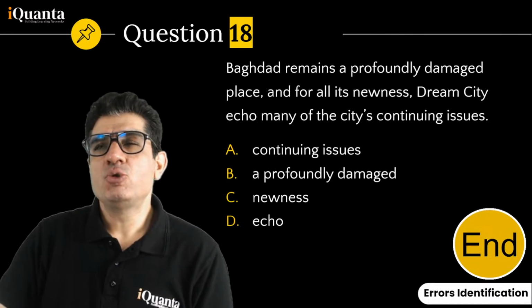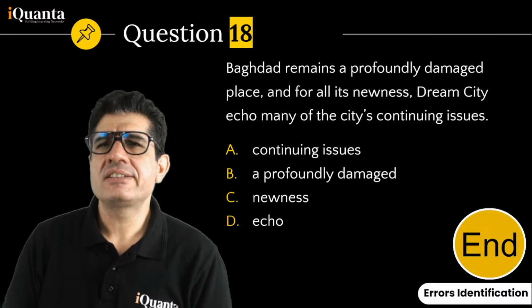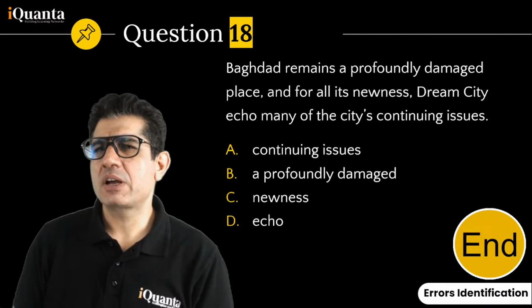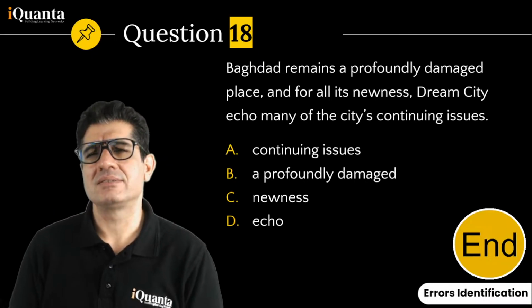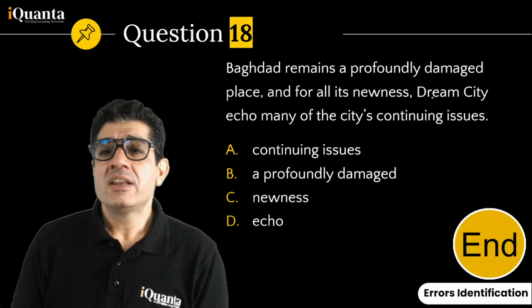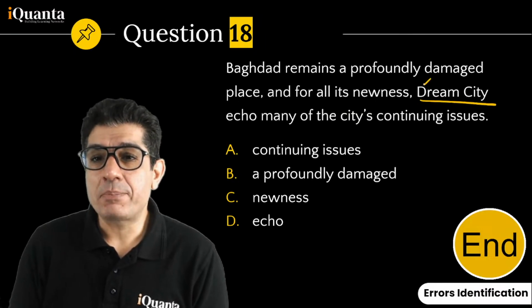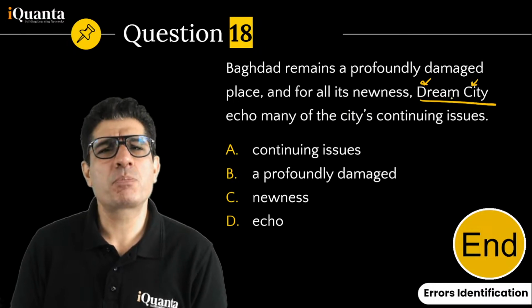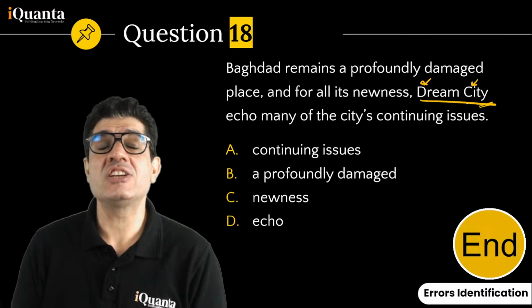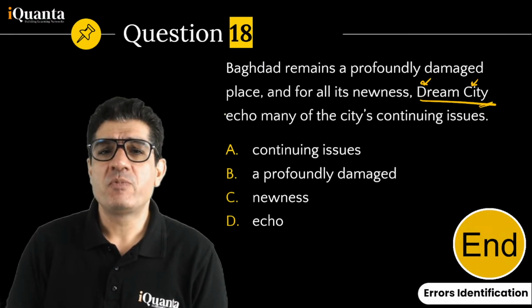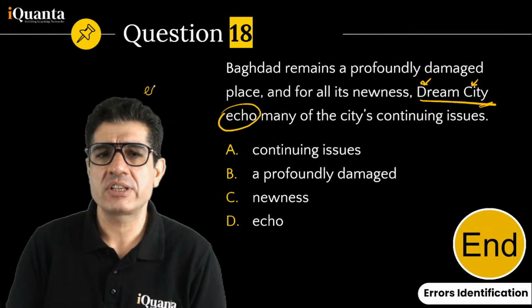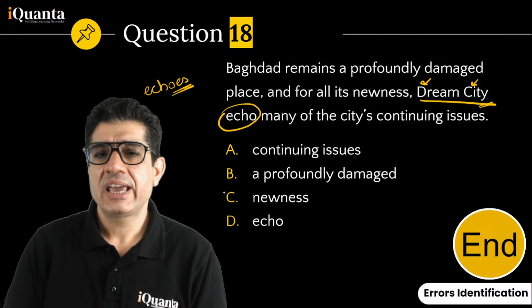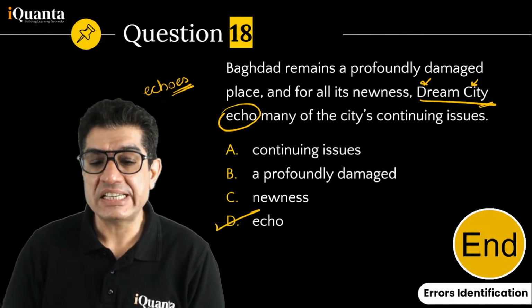Ayush, me is used in place of an object. The sentence that you have shared, in that sentence, that place is the place of a subject, and that is why it's wrong. Okay, now you notice Dream City, capital D, capital C. It is a proper noun and it is a city, so you know it is singular. When the subject is singular, the verb must also be singular. So instead of echo, it should be echoes. And that's why the answer is D.